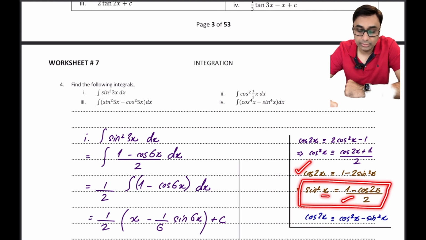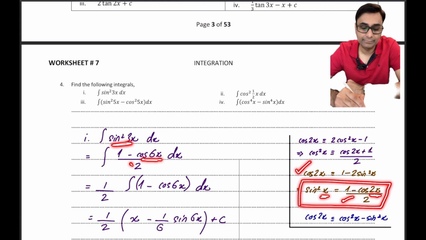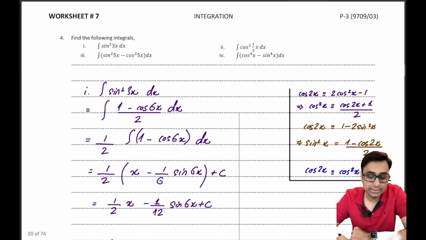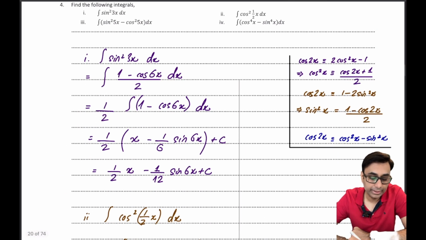Remember that the structure of the formula should remain the same, only the ratio of the angle has to be 1:2. So if I have sin square 3x, I can double this angle and write it as (1 minus cos 6x) divided by 2. Once I do that, the integration is going to be easier. I can take 1/2 outside. I have 1 minus cos 6x, and I can integrate 1 and cos 6x separately.